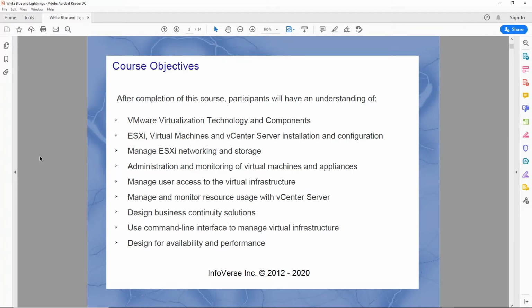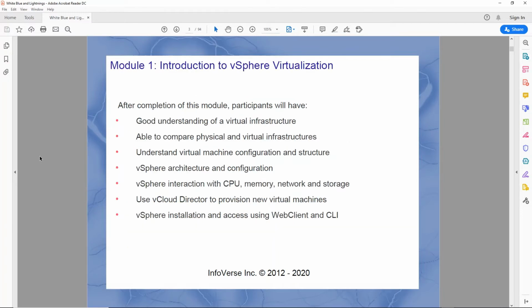So this is the overall objective, but like I mentioned earlier, we're going to divide this into smaller parts for easier understanding and then build on top of those concepts. When we talk about the introduction to vSphere virtualization, the objective we hope to achieve is a good understanding of virtual infrastructure. What do we really mean by virtual infrastructure?